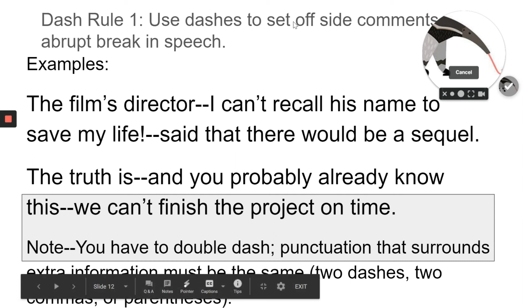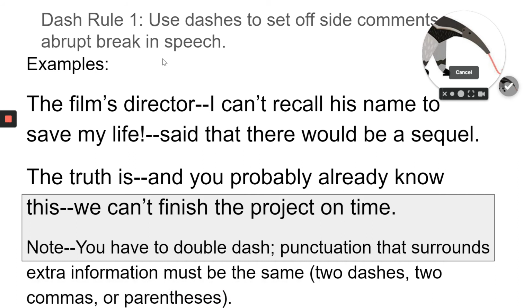Dashes. You can use these to set off side comments or an abrupt break in speech. The film's director, dash, I can't recall his name to save my life, dash, said that there would be a sequel. I kind of hate that this exclamation point is in here, though. I would get rid of that for sure. But for this example, the film's director, whose name I can't remember, you're just kind of setting off inside thoughts with the dash in the middle, said that there would be a sequel.